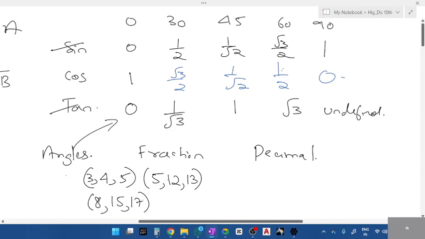Okay, students, if you are not able to remember, use the formula. What is the Pythagoras theorem formula? Tell me. H square is equal to b square plus b square.